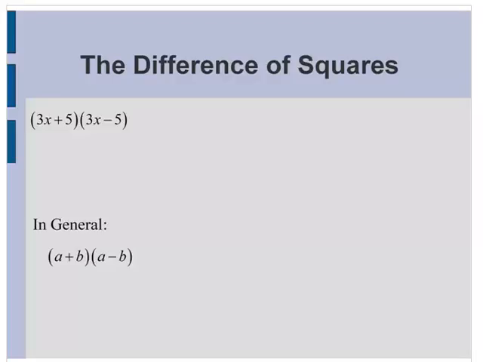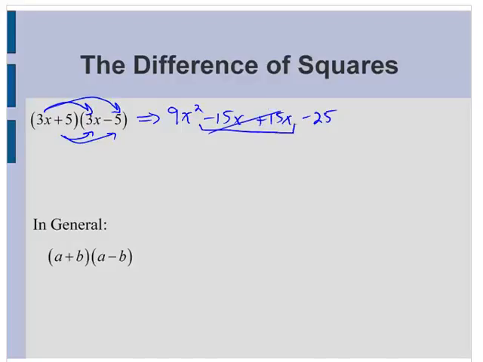For example, when we had 3x plus 5 times 3x minus 5, when you multiply that out, we have 3x by 3x and 3x by negative 5. That would give you a 9x squared and a minus 15x. And then taking the plus 5 through, we'd have a plus 15x and a minus 25. Remember that these middle terms added up to 0.